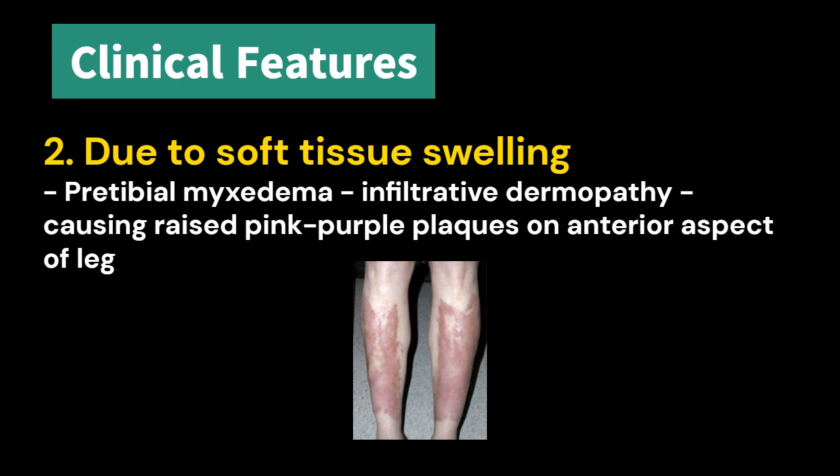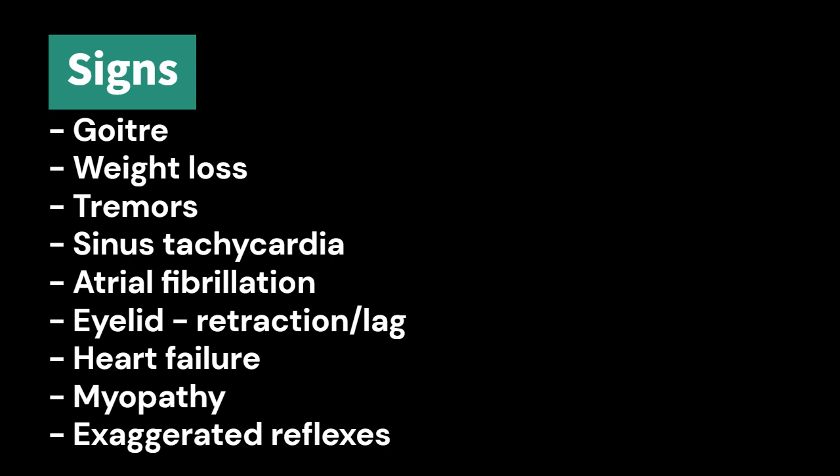Again, this is seen due to increased water accumulation in the soft tissues, and it will present as raised pink purple plaques on the anterior aspect of the leg. If we look at the signs that we observe as clinicians, there might be goiter, and then the patient will experience weight loss. There will be tremors, sinus tachycardia or atrial fibrillation might be seen in the ECG. If we look at the eyelid, there might be a retraction or a lag. There is also heart failure, proximal myopathy, and the deep tendon reflexes will be exaggerated.